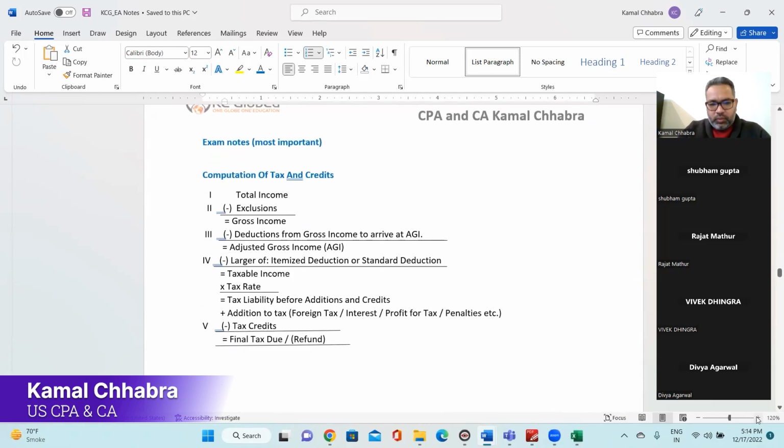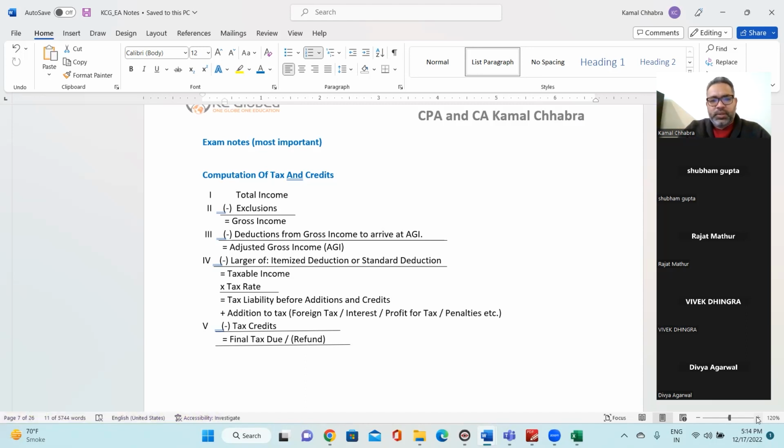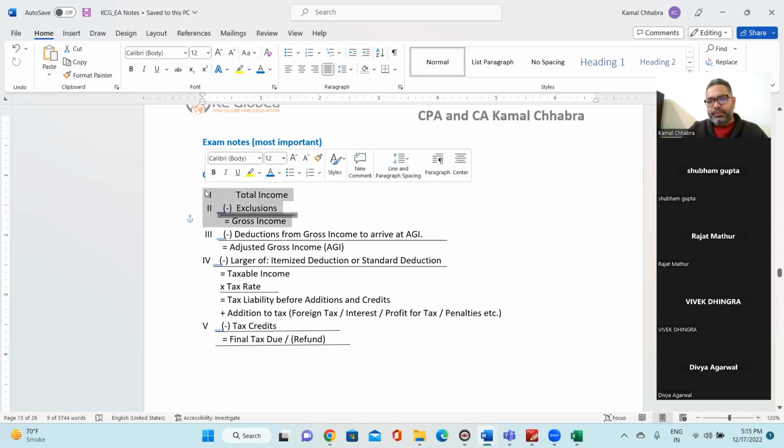But before jumping into deductions, I wanted to show you this chart again, on how the computation of income and calculation of taxes and credits happen. I hope you remember this one, right? The first is total income, which includes all categories of income we have discussed above. I think we covered almost 19 categories of income, and those are all an illustrative list, not an exhaustive list. Then we covered exclusions from that income. So these two parts are already covered, and now we know how to calculate gross income, right?